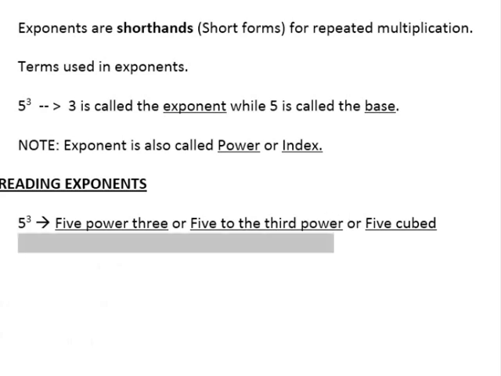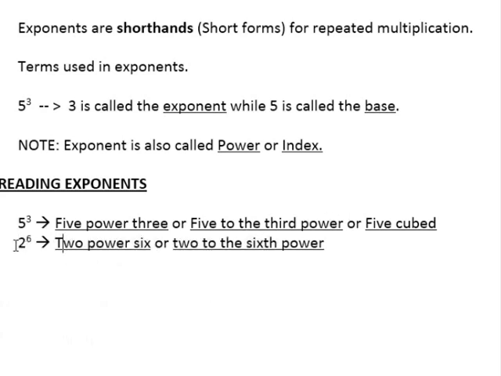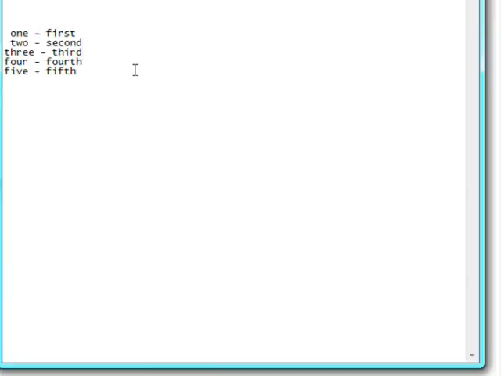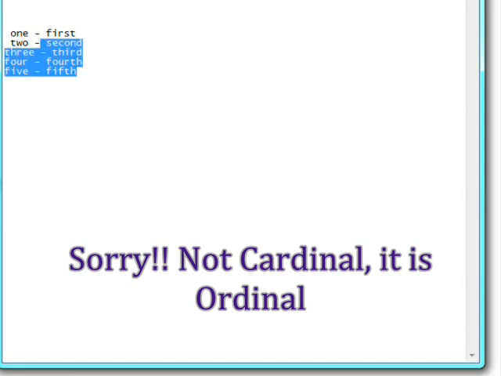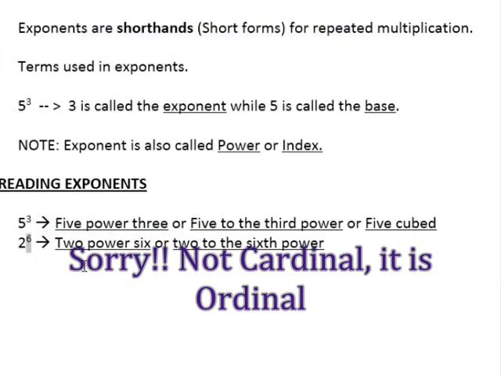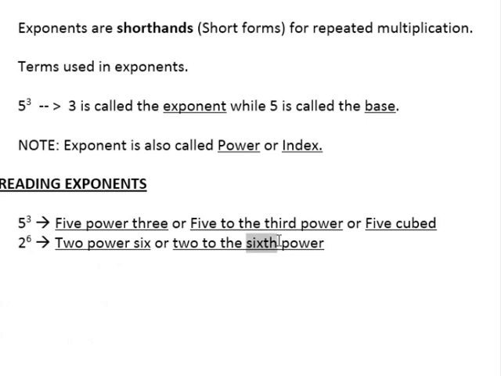Let's see the second one to understand more. 2 power 6. Have you seen? This is 2 power 6. So we use power and then we mention 6, which is the exponent. Or if you want to use ordinal numbers, you can say 2 to the 6th power. Power is going to be the last word, so 2 to the 6th power.